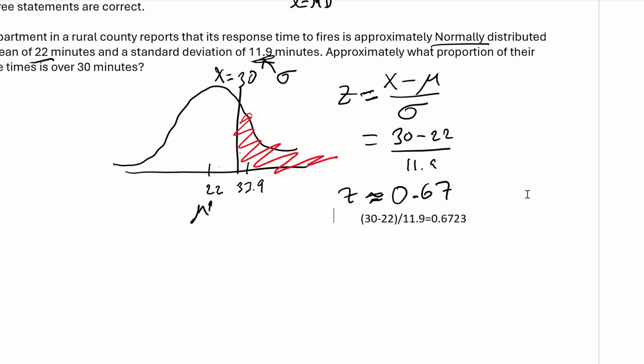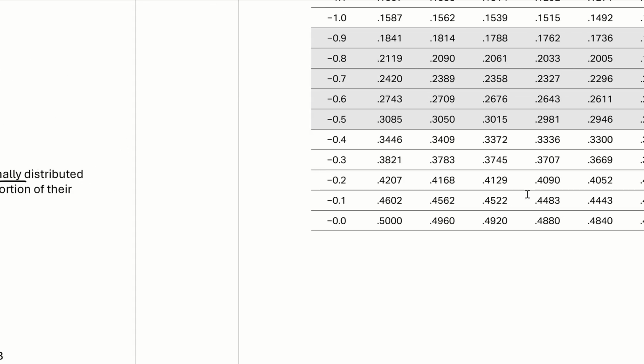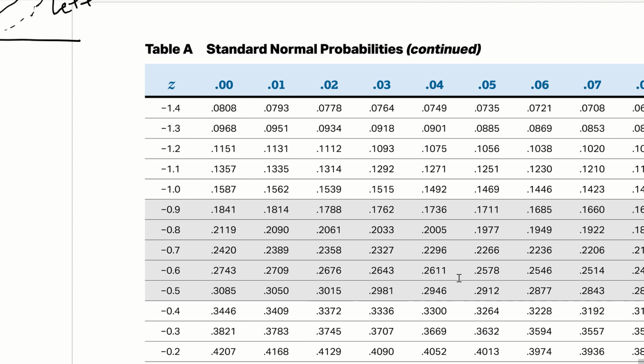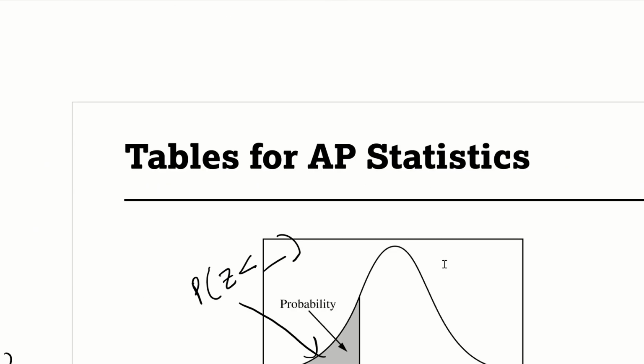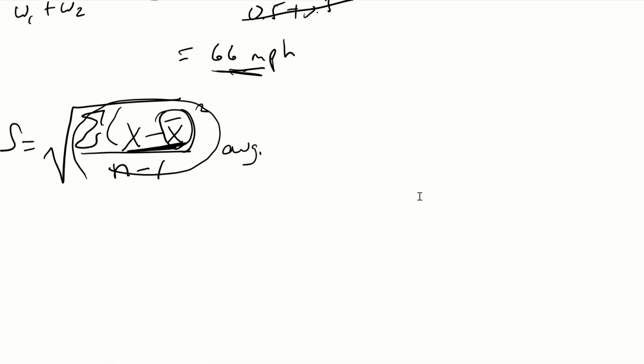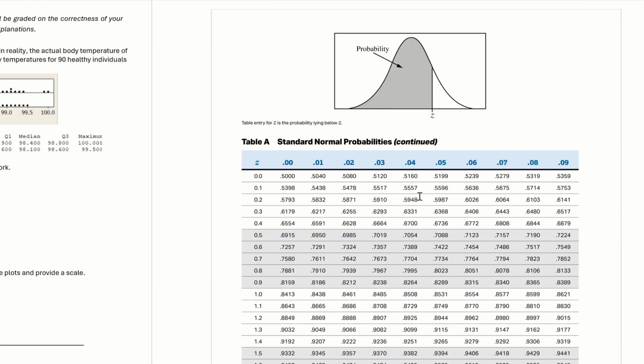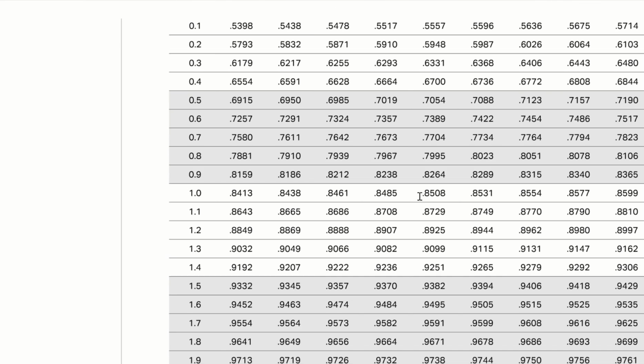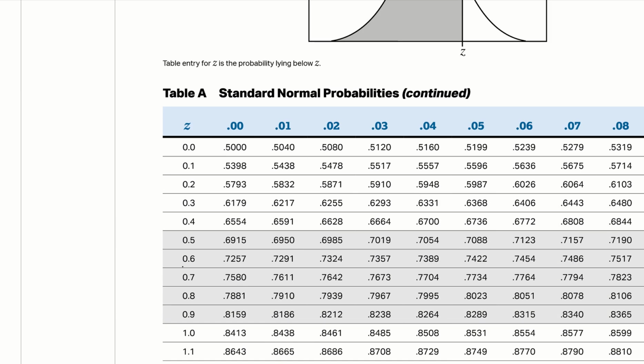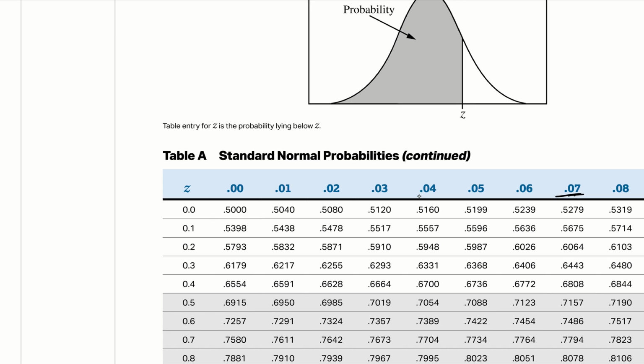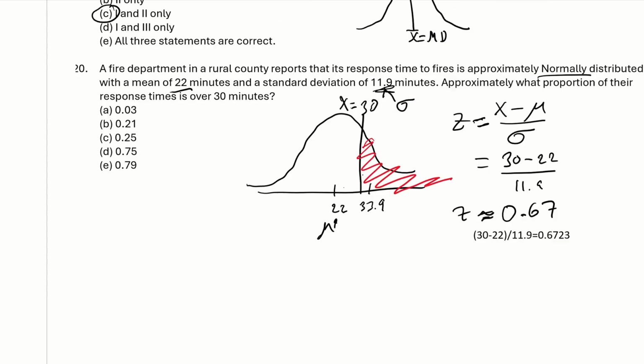Now we're going to look this up on the table. So 0.67. We've got to go to the positive side, which is down here. We figure out where they cross, and that's right here, 0.7486. Now that's the area to the left, not to the right. So we've got to be careful with that.